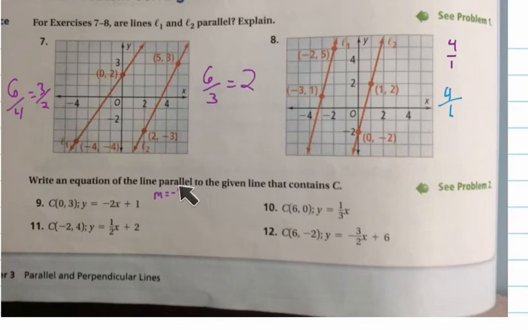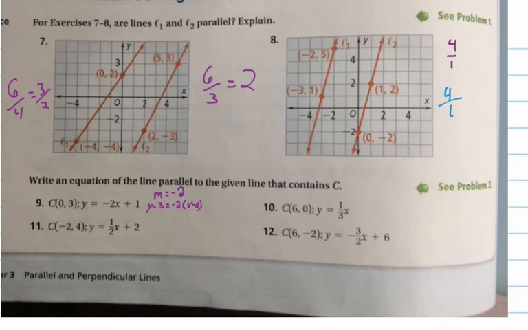If this said perpendicular, then that would not be the right answer, right? If it was perpendicular, then I would need to change that to an opposite reciprocal. But that is our slope. We just need to set up point slope form. Y minus our y sub 1, which is 3, equals m, which is -2, times the quantity x minus x sub 1. And I don't necessarily need to simplify.